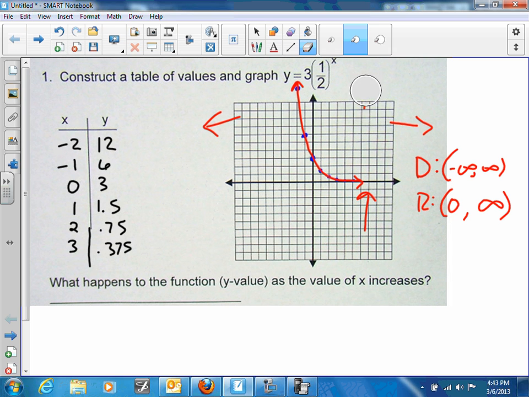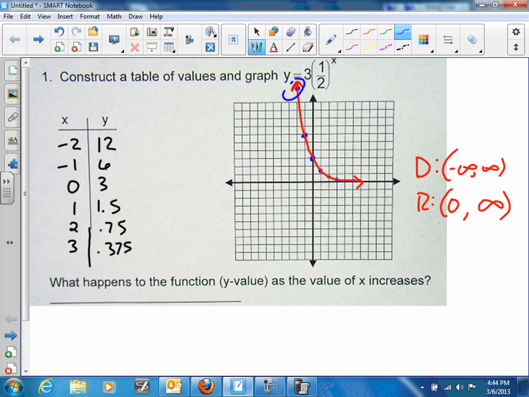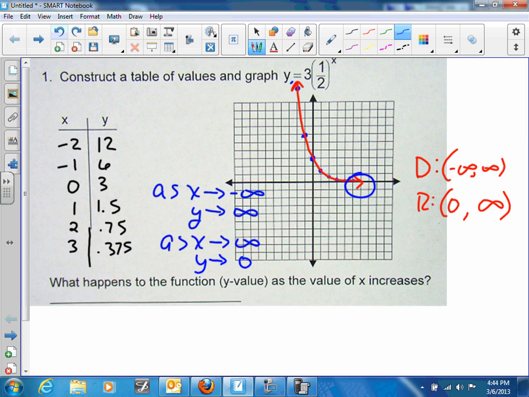Now remember, we also have an end behavior. And our end behavior looks at this side over here and this here, okay? Those are my end behaviors. So as x approaches -infinity, y is going to approach +infinity. That's this one right here, okay? Now, on the other side, as x approaches +infinity, y is going to approach 0 because it gets closer and closer to 0 here. It just never touches 0.